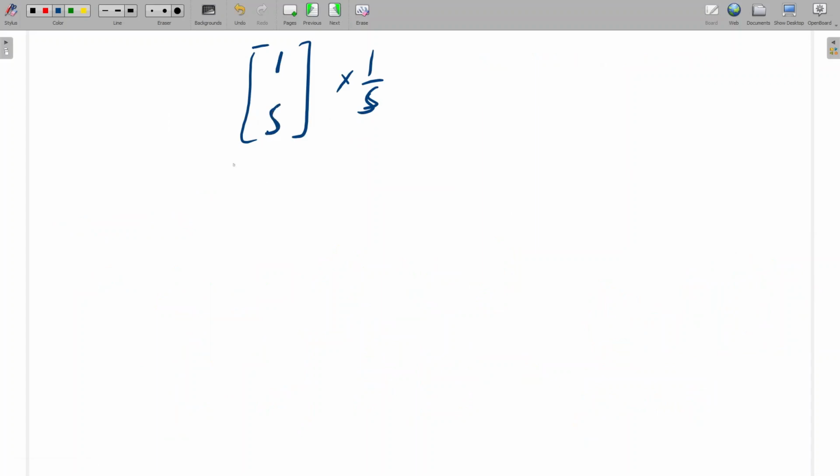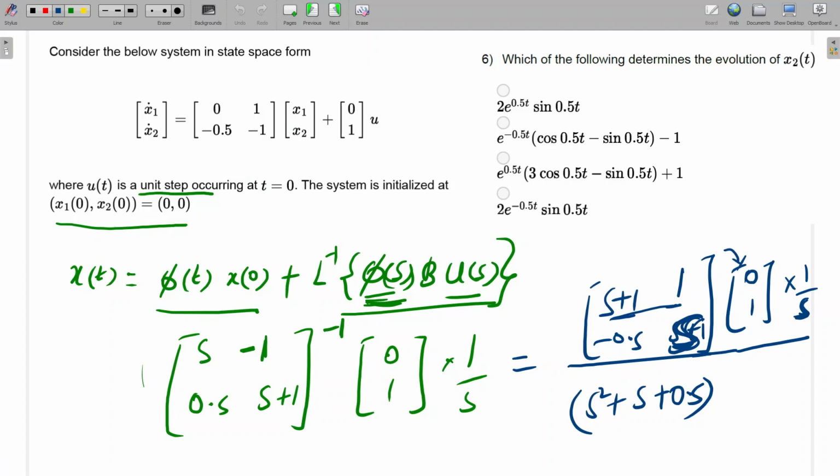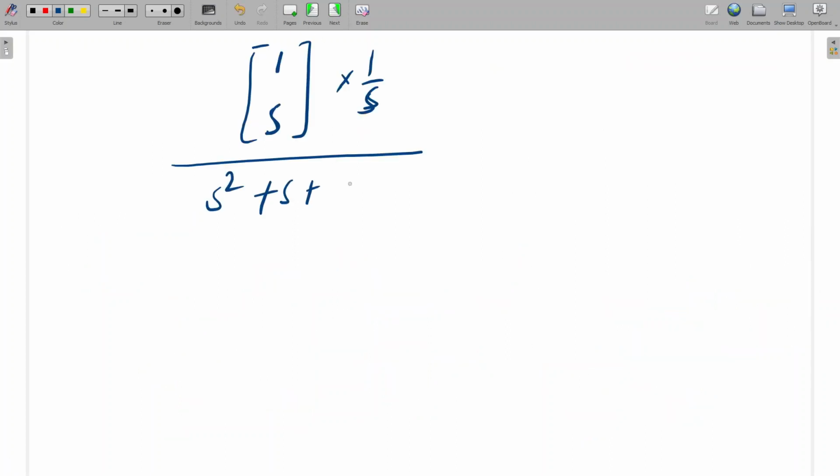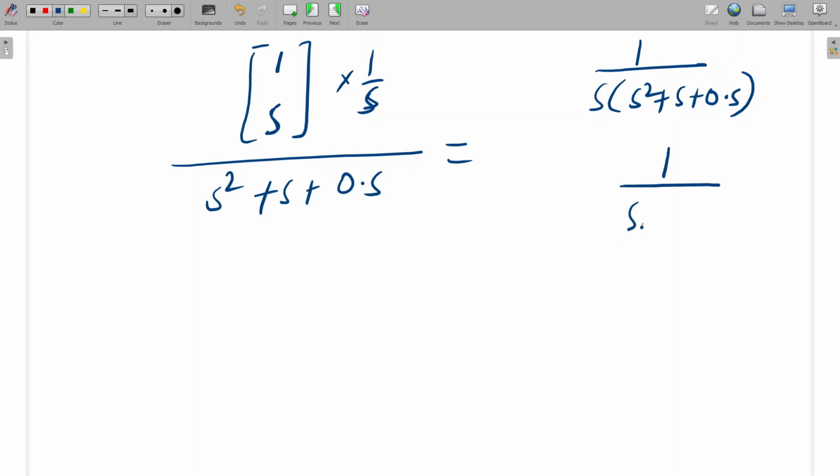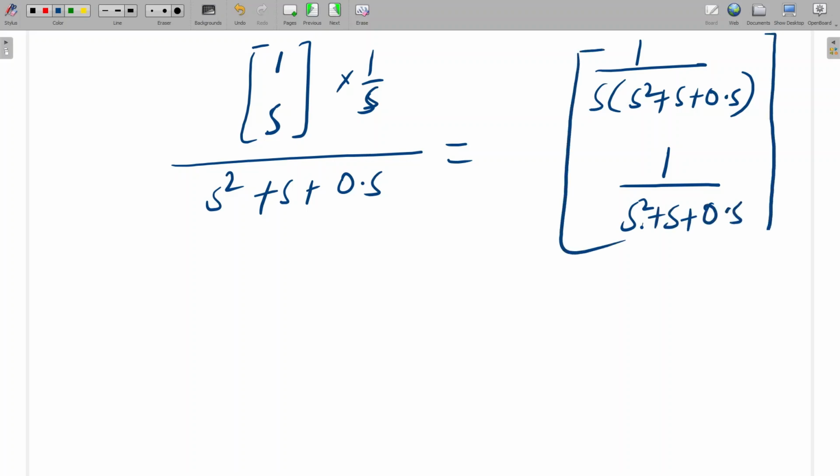It will have two elements. The first element will be 1 divided by s into s square plus s plus 0.5. And the second element will be 1 divided by, that s will cancel, s square plus s plus 0.5. So these are the two elements. Okay. So x of t will be the inverse of this one.